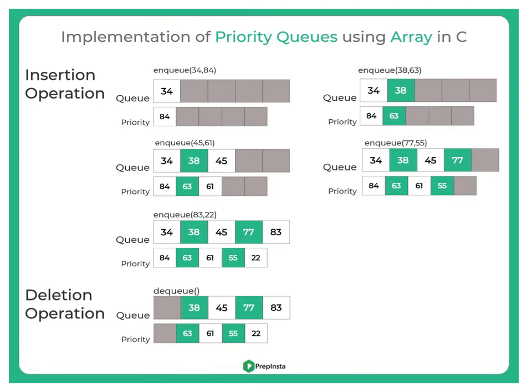Deletion operation: as I said, deletion is always taken from the front end. Therefore, I have deleted this one, 34 and 84.